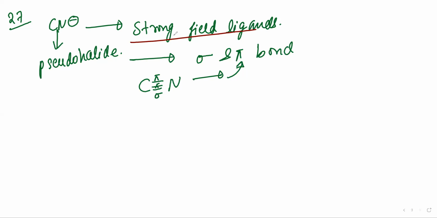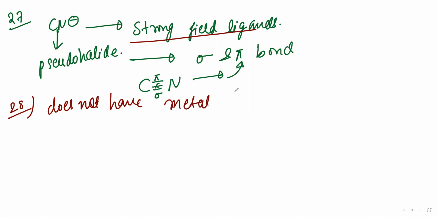So write it down, asked in 2000. Now see question number 28. Which of the following does not have a metal carbon bond, as in metal carbonyl compounds? Right, so see the explanation for that one.